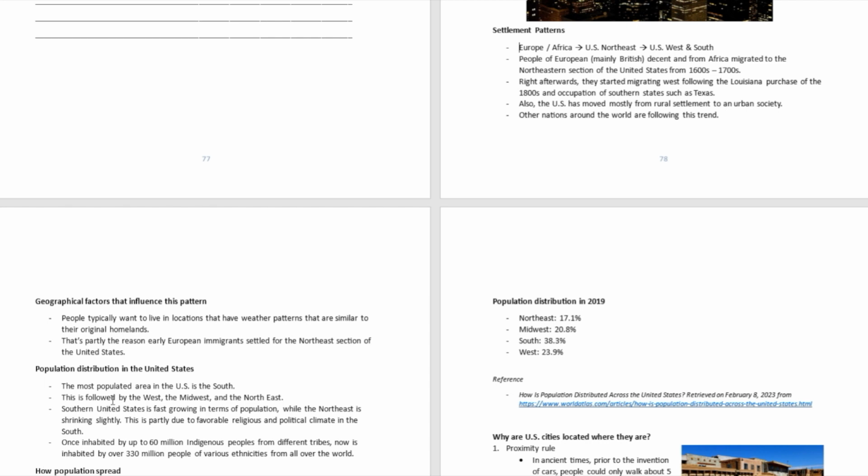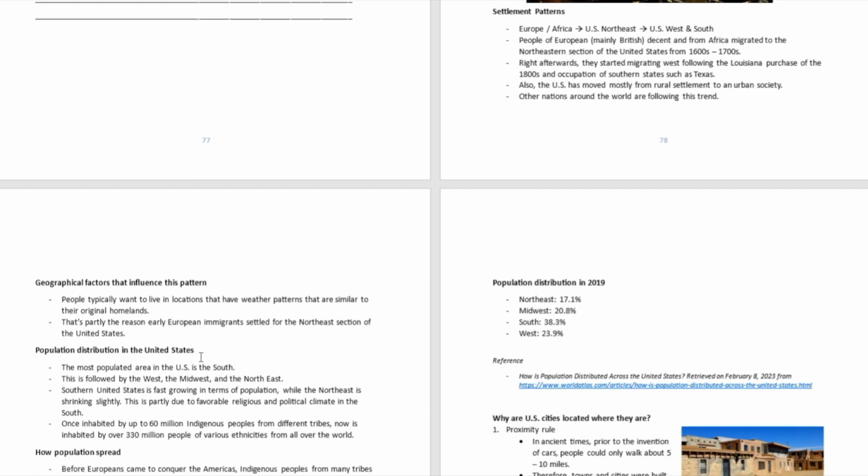So, what are some geographical factors that influenced this pattern? People typically want to live in locations that have weather patterns similar to their original homelands, and that's partly the reason early European immigrants settled in the northeast section of the United States, because the climate over there is pretty much like the climate in Europe.